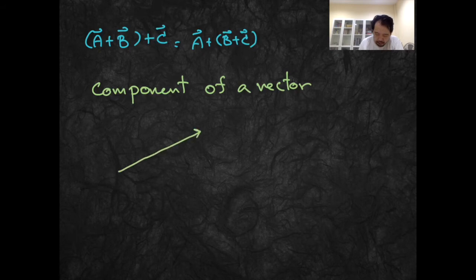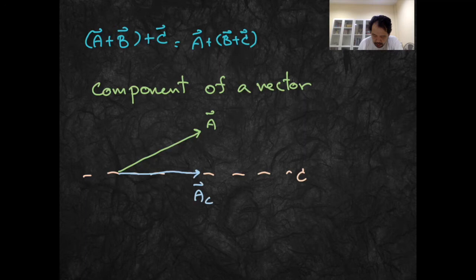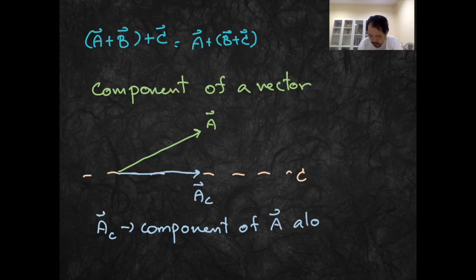When we have a vector, for example, vector A, and if we have a line, this dashed line, we can define a vector if we call this line C. Okay, we can define the vector AC, and we say this AC is a component of A along the line C.